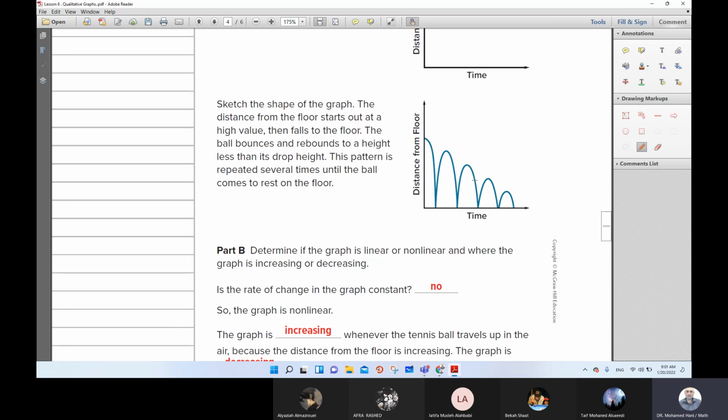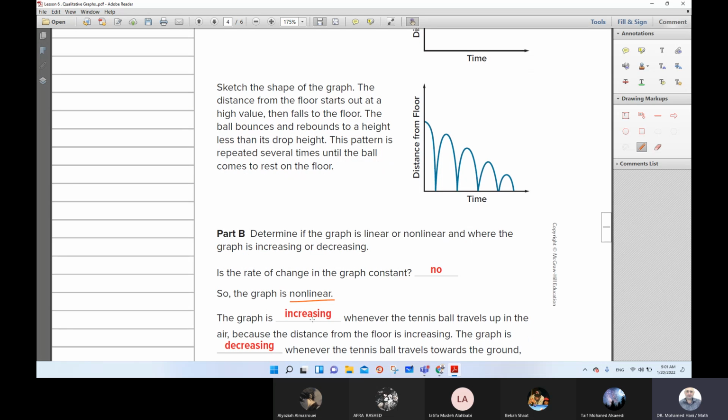So it means here we don't have linear. As you see, we don't have linear. Here we have non-linear. Determine if the graph is linear or non-linear and where the graph is increasing or decreasing. Is the rate of change in the graph constant? No, we have change. So the graph is non-linear.